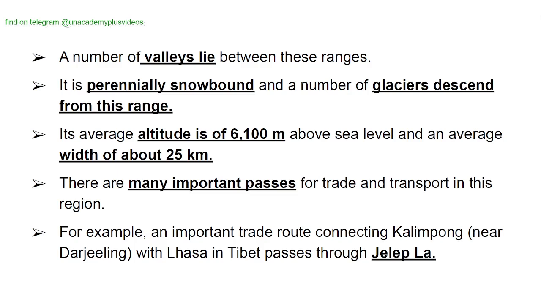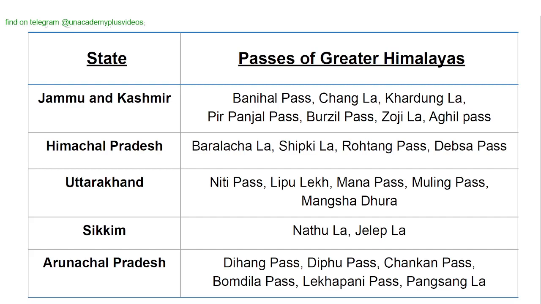For example, an important trade route connecting Kalimpong near Darjeeling with Lhasa in Tibet passes through Jelep La. Passes of the Great Himalayas: Jammu and Kashmir: Banihal Pass, Changla, Khardungla, Pir Panjal Pass, Burzil Pass, Zojila and Aghil Pass. Himachal Pradesh: Baralacha La, Shipki La, Rohtang Pass, Debsa Pass. Uttarakhand: Niti Pass, Lipulekh, Mana Pass, Mulling Pass and Mangsha Dhura. Sikkim: Nathula and Jelep La. Arunachal Pradesh: Dihang Pass, Yonggyap Pass, Chankan Pass, Bomdila Pass, Lekhapani Pass and Pangsang La.